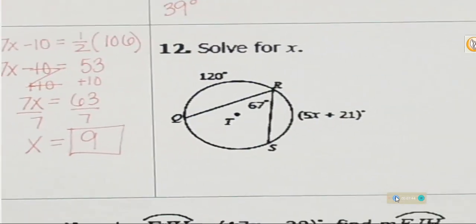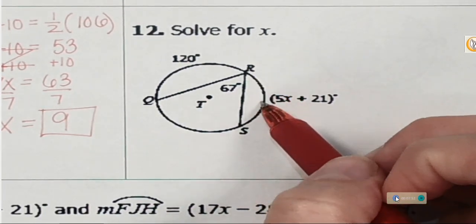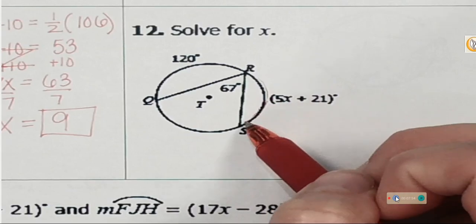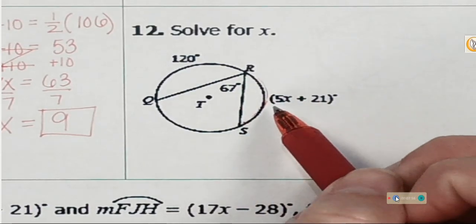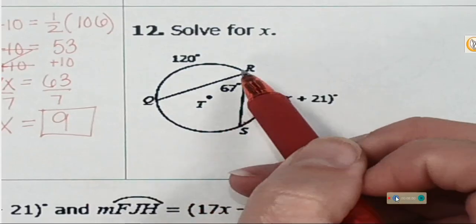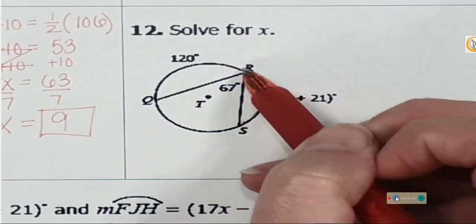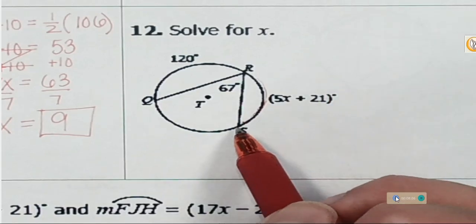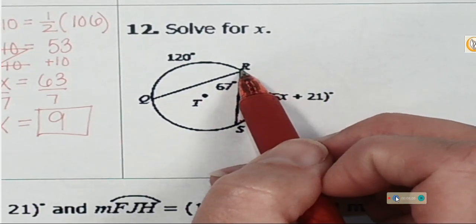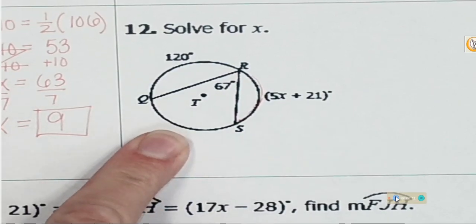All right, number 12. So on number 12, we're going to solve for x. Again, I need you to figure out where your x is located. Your x is on an arc. So if my x is on an arc, that means I'm going to try to use these arcs, okay? And so all of these arcs together, all the way around the circle, how much does that equal? 360. So I've got 5x plus 21. I've got 120. I need to know this one to finish out 360.